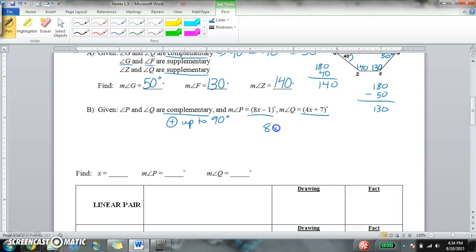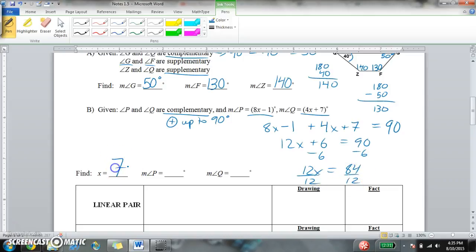So what we're going to do is just take those two things, 8x minus 1 plus 4x plus 7, add them together, and set them equal to 90, because we know these two things together have to give us a total of 90 degrees. So combine our like terms: 12x, negative 1 and 7 gives us 6, equals 90. Subtract the 6: 84 equals 12x. When we divide by 12, we get x equals 7.